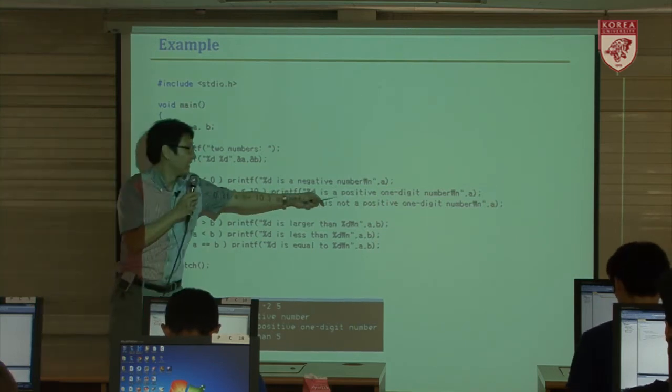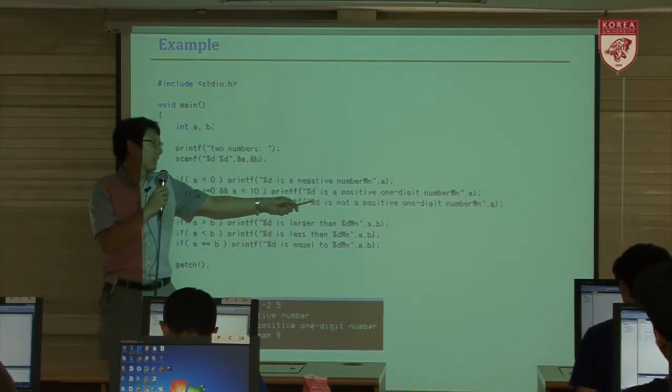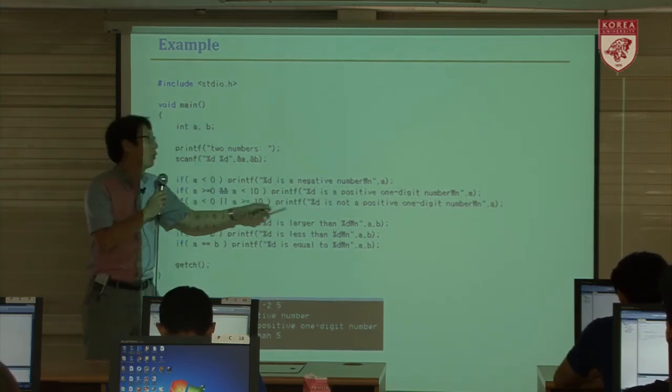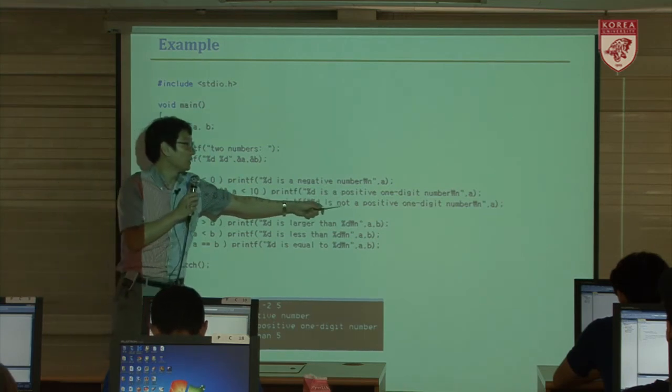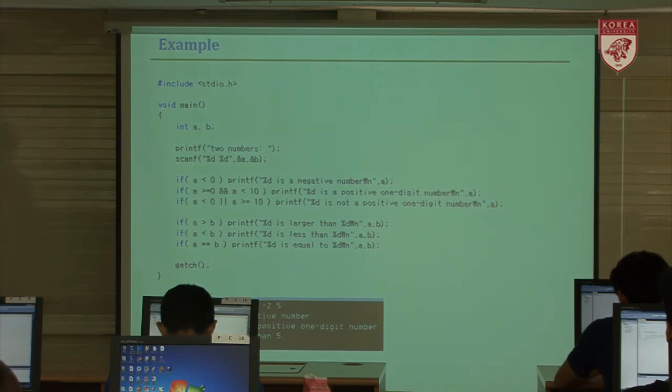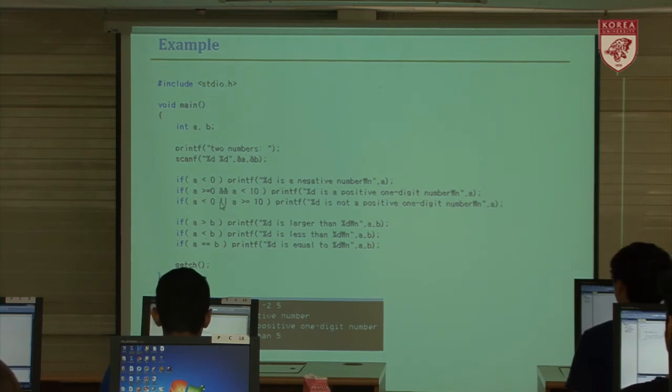Okay. So this one should say non-negative because it also includes 0. So it should be A non-negative one-digit number. And this one is also not a non-negative one-digit number. And if you want to find the vertical bar on your keyboard, it is under the backslash key, or in the Korean one mark key. Okay? Can you find it? Alright.